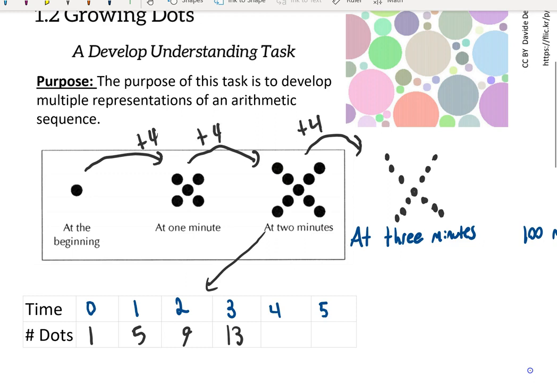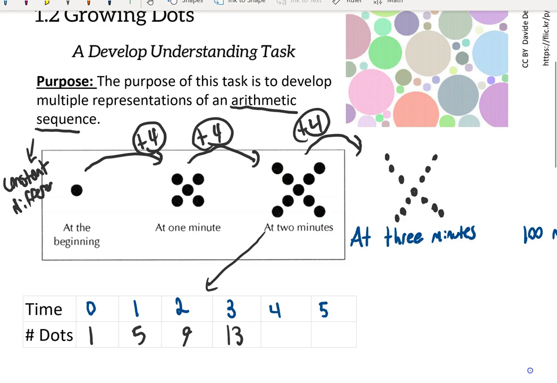So this is an arithmetic sequence because the amount being added every time is constant. This idea of an arithmetic sequence has to have what's called a constant difference, meaning the amount being added is the same every time. In this case, it's adding 4 every time. So if we continue that adding 4 pattern, we can get 17 and 21.